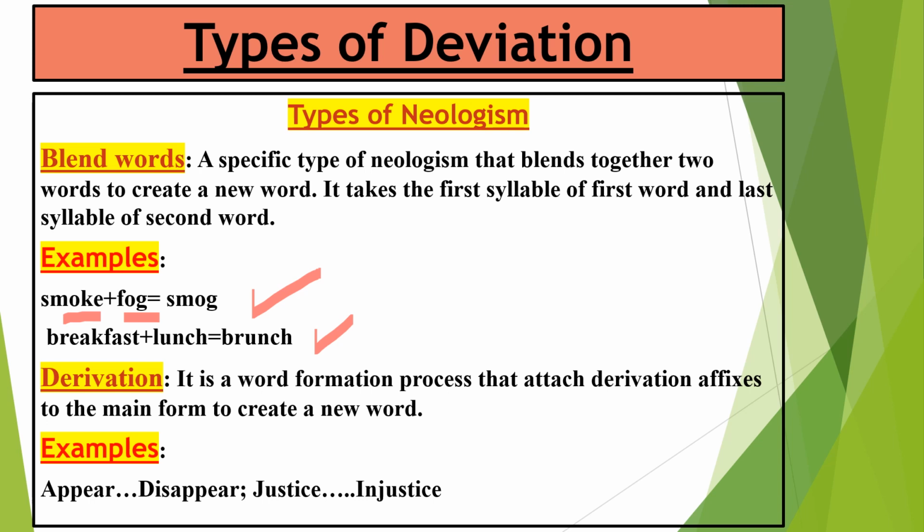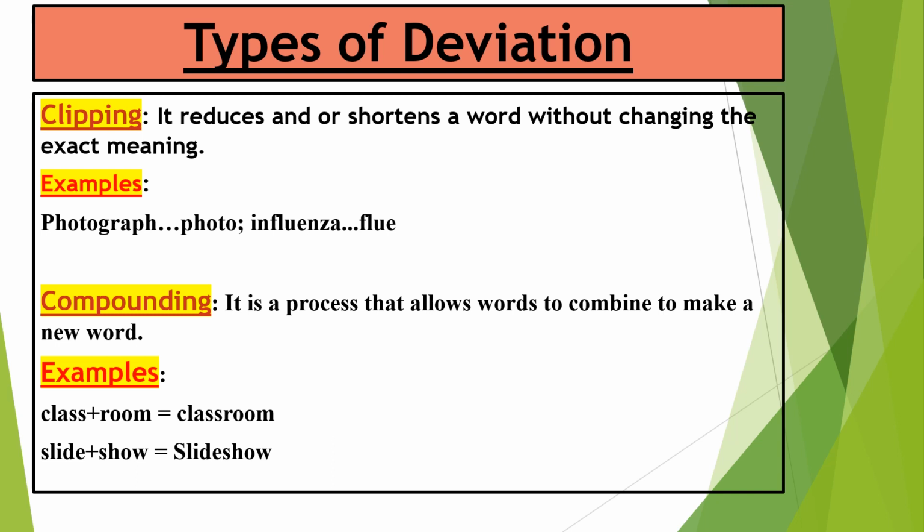So we have invented new words, and now they are part of the dictionary, and they are even used in our societies and cultures as well. Derivation. It is a word formation process that attaches derivational affixes to the main form to create a new word, in which we just attach any prefix or suffix in order to form a new word. As we could say appear, disappear, now we have a totally new word. Justice, injustice, or you could say justify.